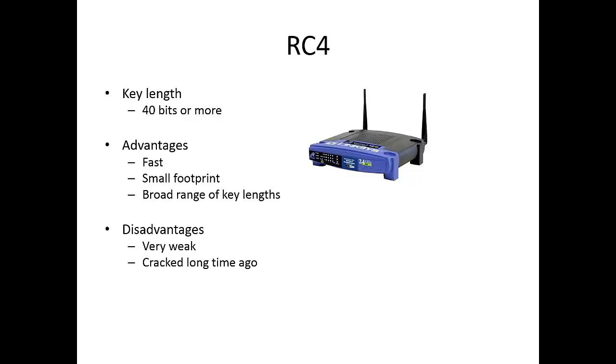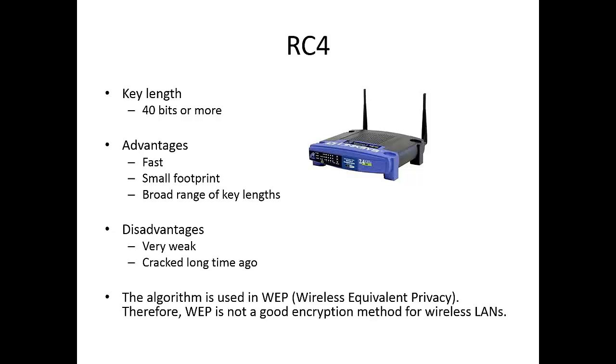So one place where this algorithm is used is the so-called Wired Equivalent Privacy, and I know you're very familiar with this because when you set up encryption for your wireless router, you encounter this algorithm all the time, WEP. So WEP is not a very good encryption method for wireless LANs because the algorithm has already been cracked and it is a very weak form of symmetric key encryption. So you should avoid WEP when you're configuring your router for its encryption.